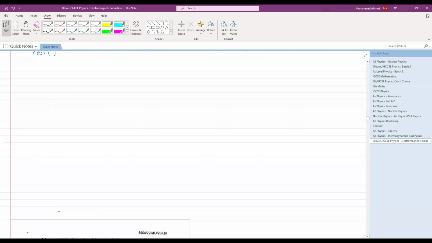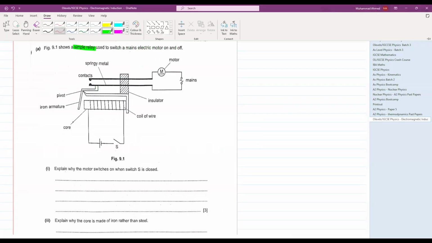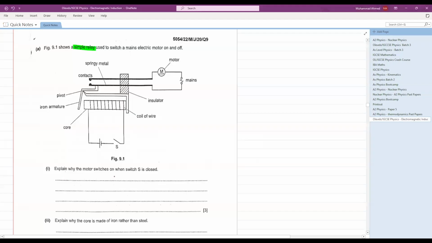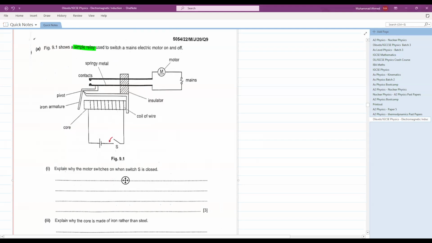Let's further move ahead. Let's see this. Figure 9.1 shows a simple relay used to switch a mains electric motor on and off. Explain why the motor switches on when switch S is closed. So as you close switch S, what happens?